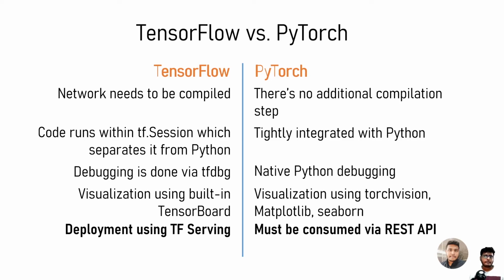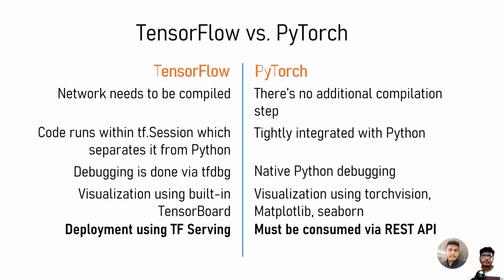Now, after all these things, what are the key differences between TensorFlow and PyTorch? The key difference is the static and dynamic nature, right? TensorFlow by default provides you a static computation graph, whereas PyTorch by default provides you a dynamic computation graph. Now there are different scenarios in which a static and a dynamic computation graph performs better.